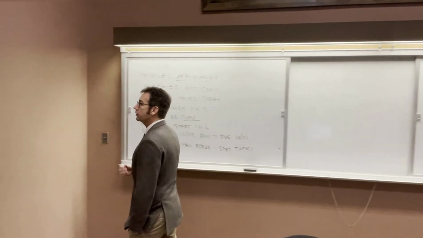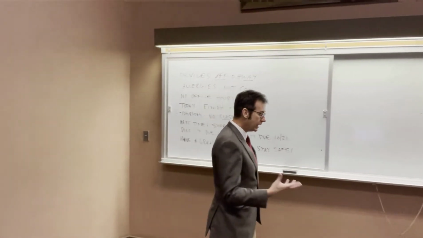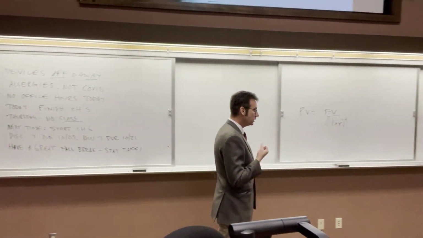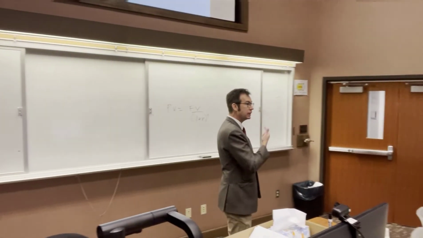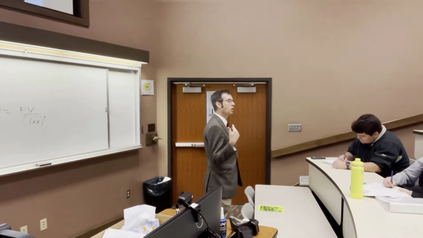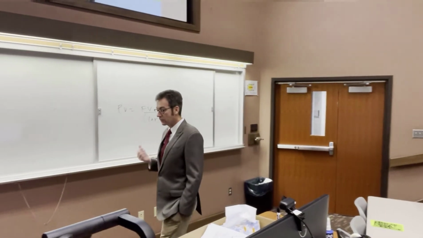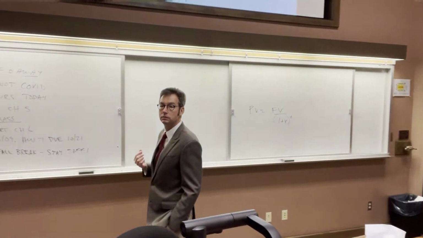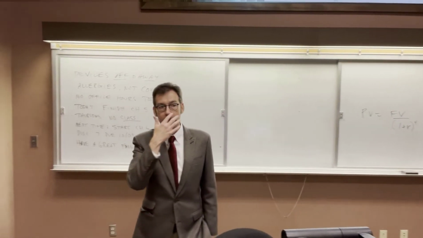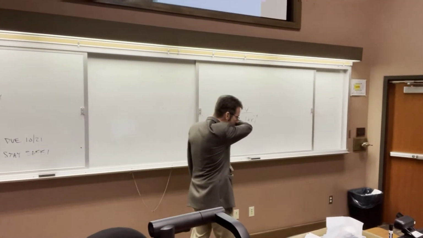Okay, let's talk about security. Security is what we can take if the borrower doesn't pay. What's the security for a car loan? The car. What's the security for a house loan? The house. Okay, now that we've got that nailed down, we're going to talk about this word collateral.